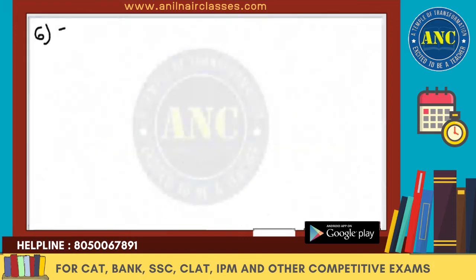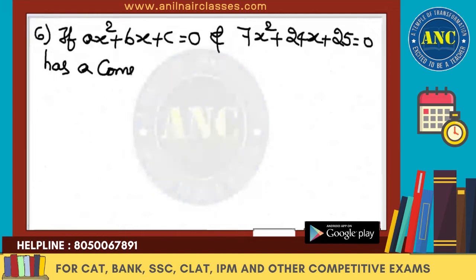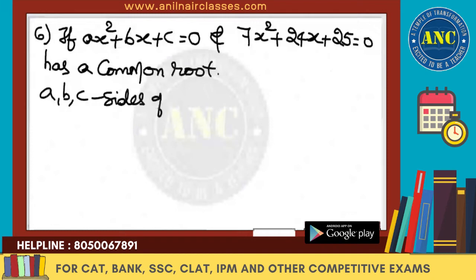Sixth, this is again an examination perspective question. ax square plus bx plus c equal to 0 and 7x square plus 24x plus 25 equal to 0 have a common root. a, b, c are the sides of triangle ABC. Find angle C. This question came in one of the mocks. Many students thought it was very difficult, but actually it's a very easy question.